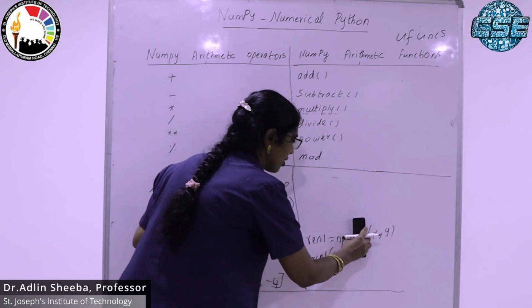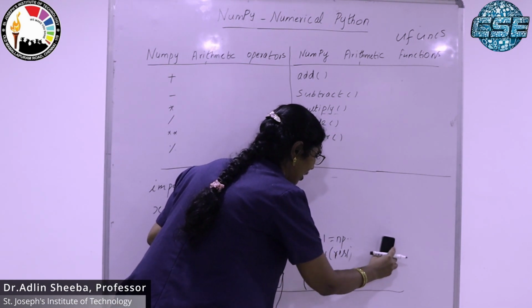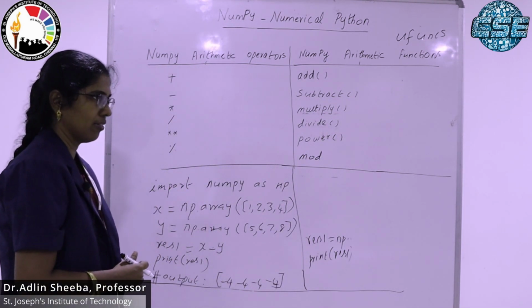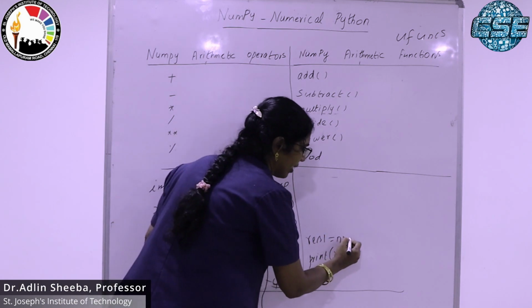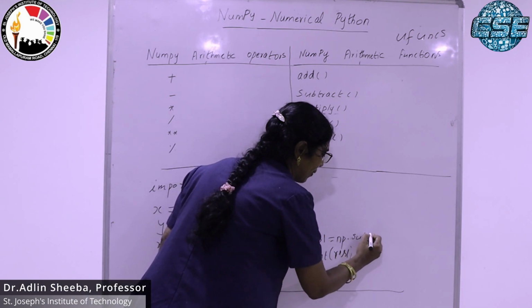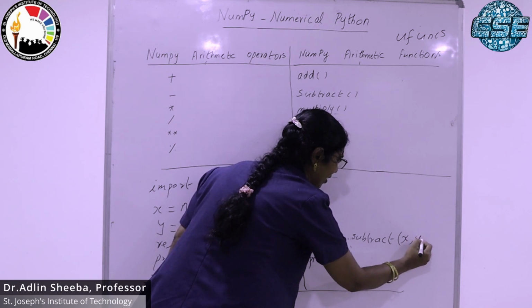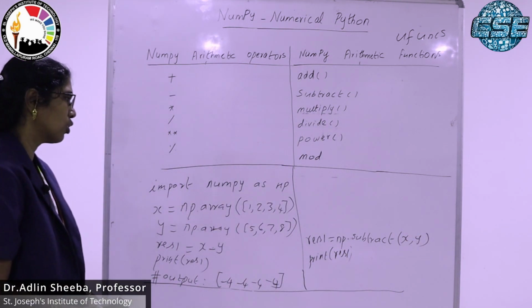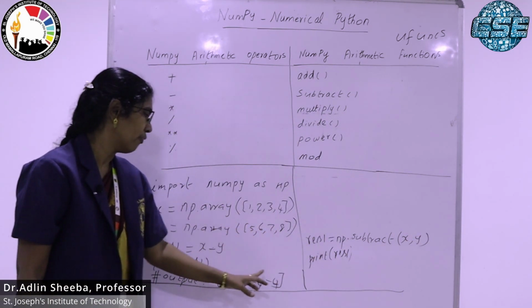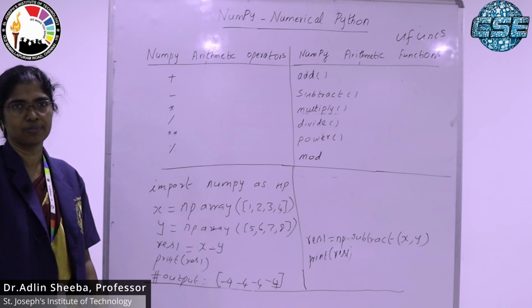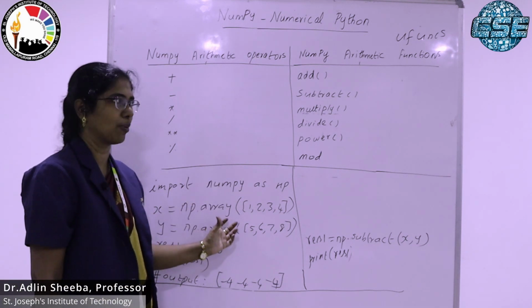Okay. So for this we have the corresponding U function. The U function is np.subtract of x comma y. If we print that one, we will be getting the same output. So now we have completed subtraction.